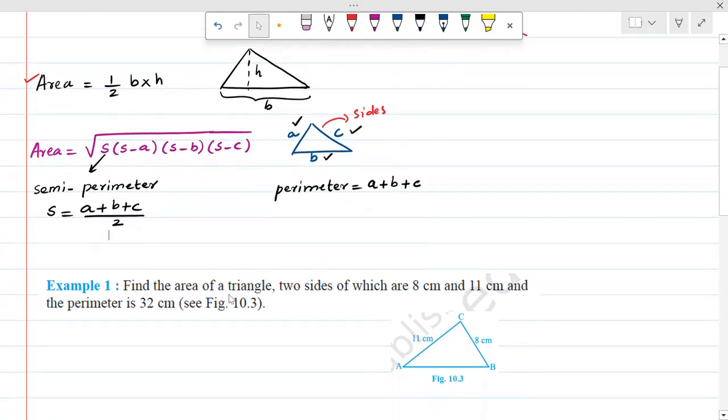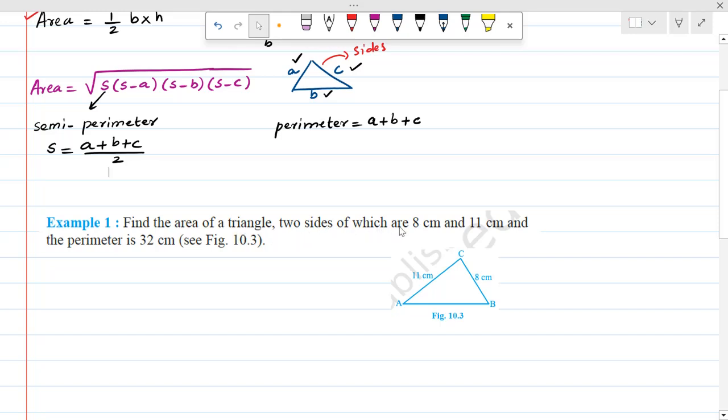The first problem: find the area of the triangle. Two sides of the triangle are given as 8 and 11 and the perimeter is given. There are two tasks in this problem. First I have to calculate the area of the triangle. For the area, I need the three sides. This is side a, this is side b, and this is side c, which is a question mark. First I have to calculate the third side.